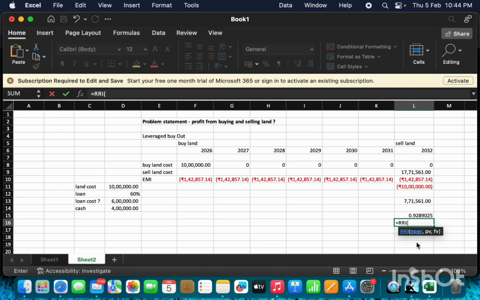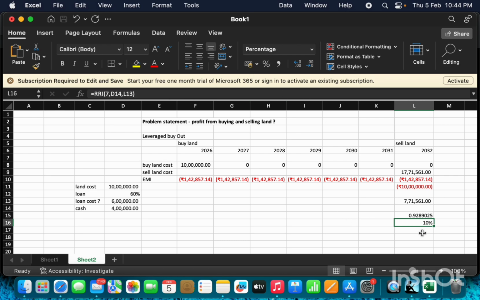Now what is RRI saying? How many periods were you invested for? So I was invested for 7 periods, right? What was my present value? My present value was 4 lakh rupees. And what was my future value? My future value was this. So I have made a very good healthy 10% return.